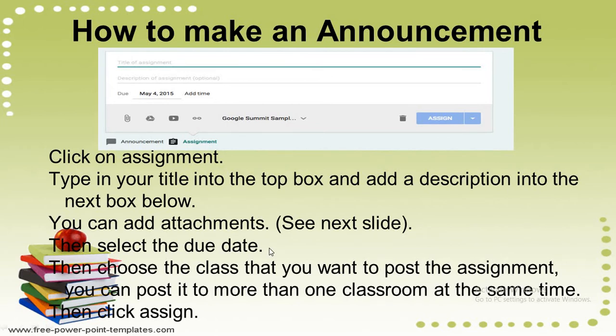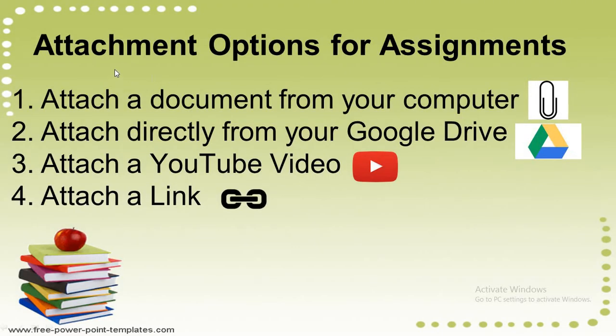Now how to make an announcement, this we have already seen. In attachment, this option is for attaching a document from your computer. If you click on that, then you have to attach a document from your computer. You can save that here. Then you can attach from your Google Drive also. Then if you click on this, you have to give the link of the YouTube video. Suppose you want to add some Google form, so you have to give the link of the Google form here.